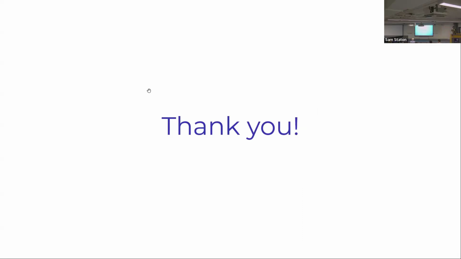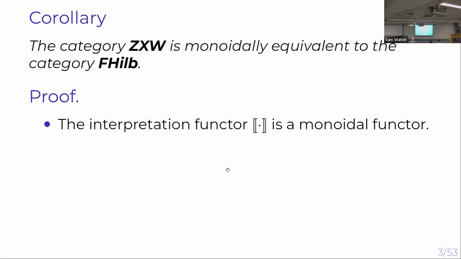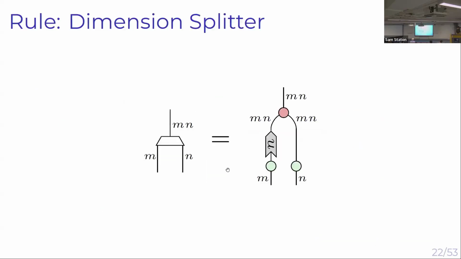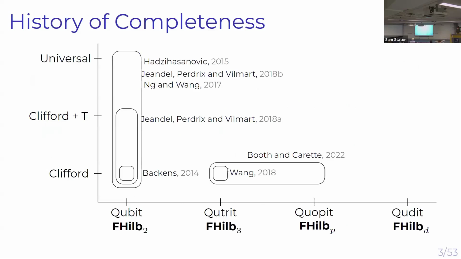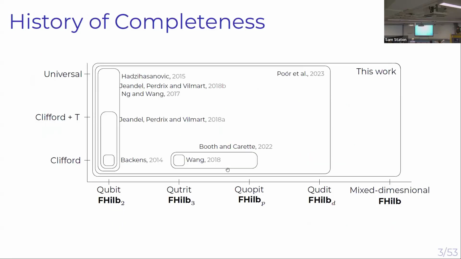Can you go back to the history picture? Yes. If I understand correctly, on the y-axis, you have the language containing more and more stuff, right? So the question is, now you proved that the universal version of ZXW is complete for mixed dimensional, finite dimensional universe. Now the question is, can you bring it down?